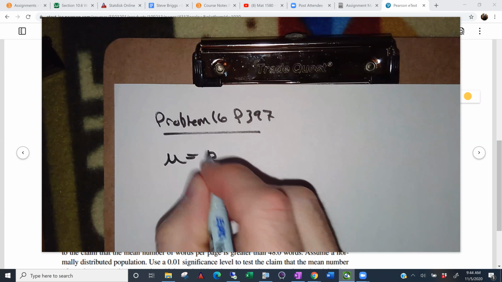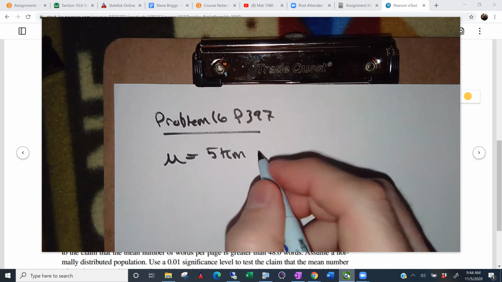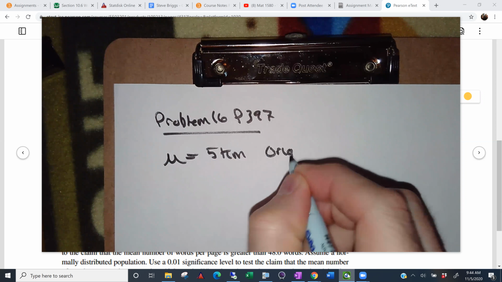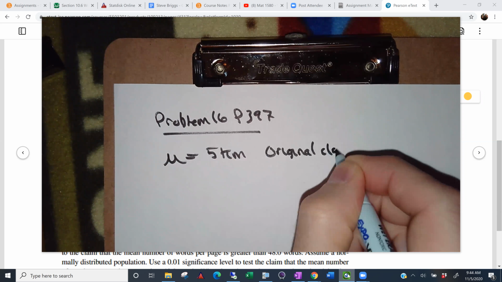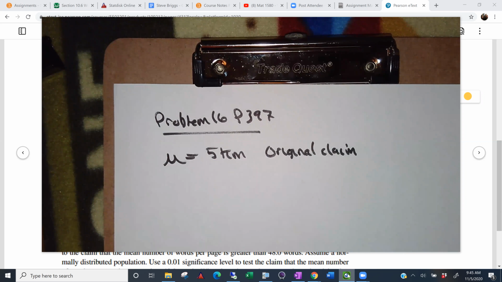Equals 5 kilometers, 3.1 miles. That's our original claim. I'm taking note of this because eventually I'm going to need to phrase my conclusion, and it's helpful to know the original claim at that point.